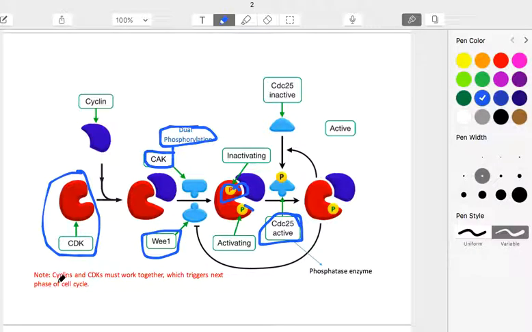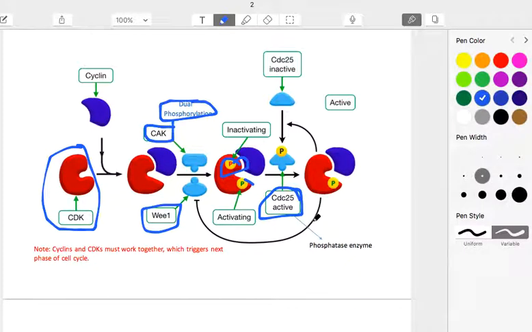In the note, cyclins and CDKs must work together, which triggers the next phase of the cell cycle. After the activation, it will phosphorylate other enzymes or proteins, which may be essential for the separation of chromosomes, chromatids, those kinds of things, in future cell division.